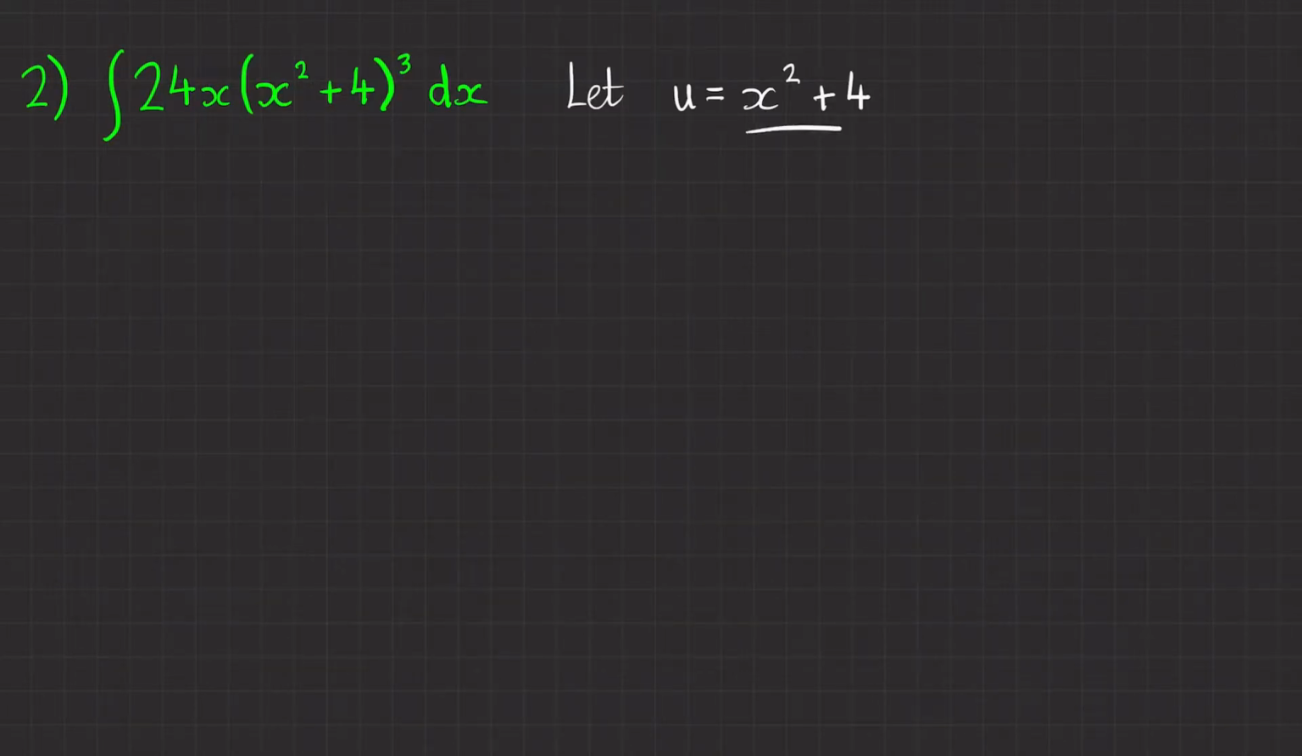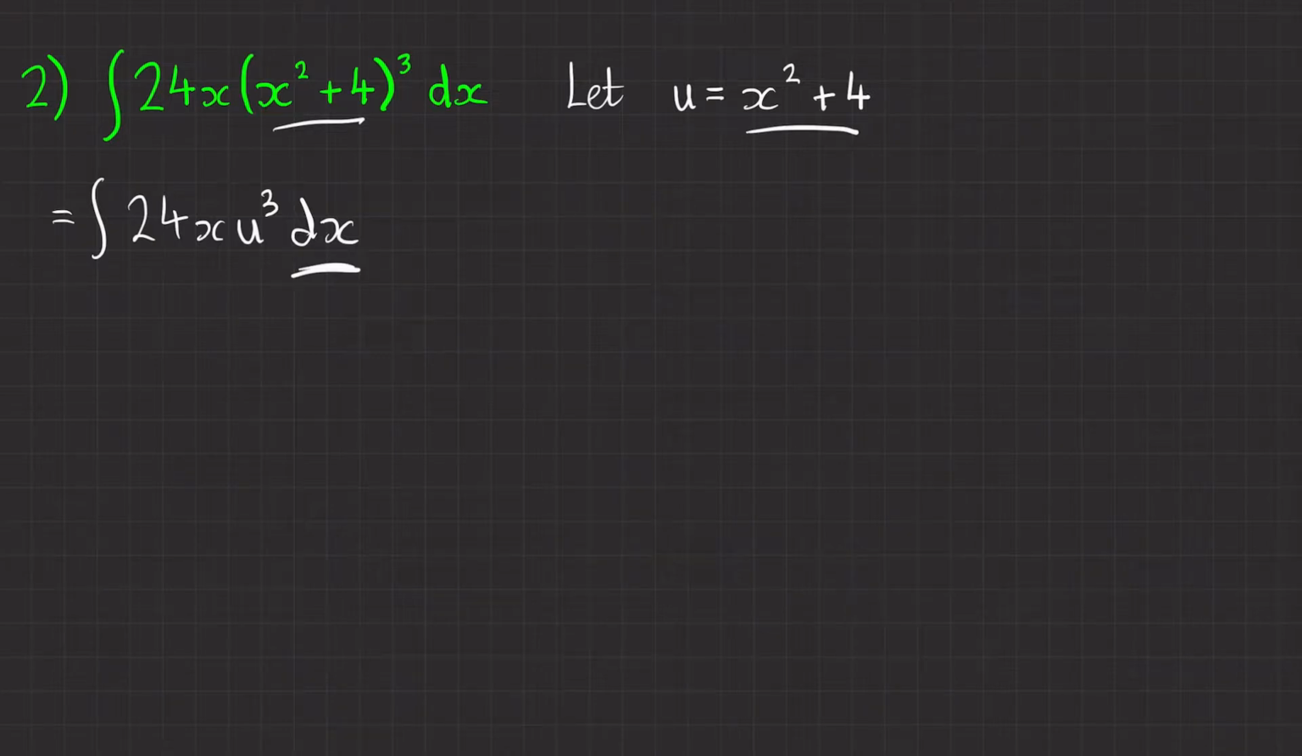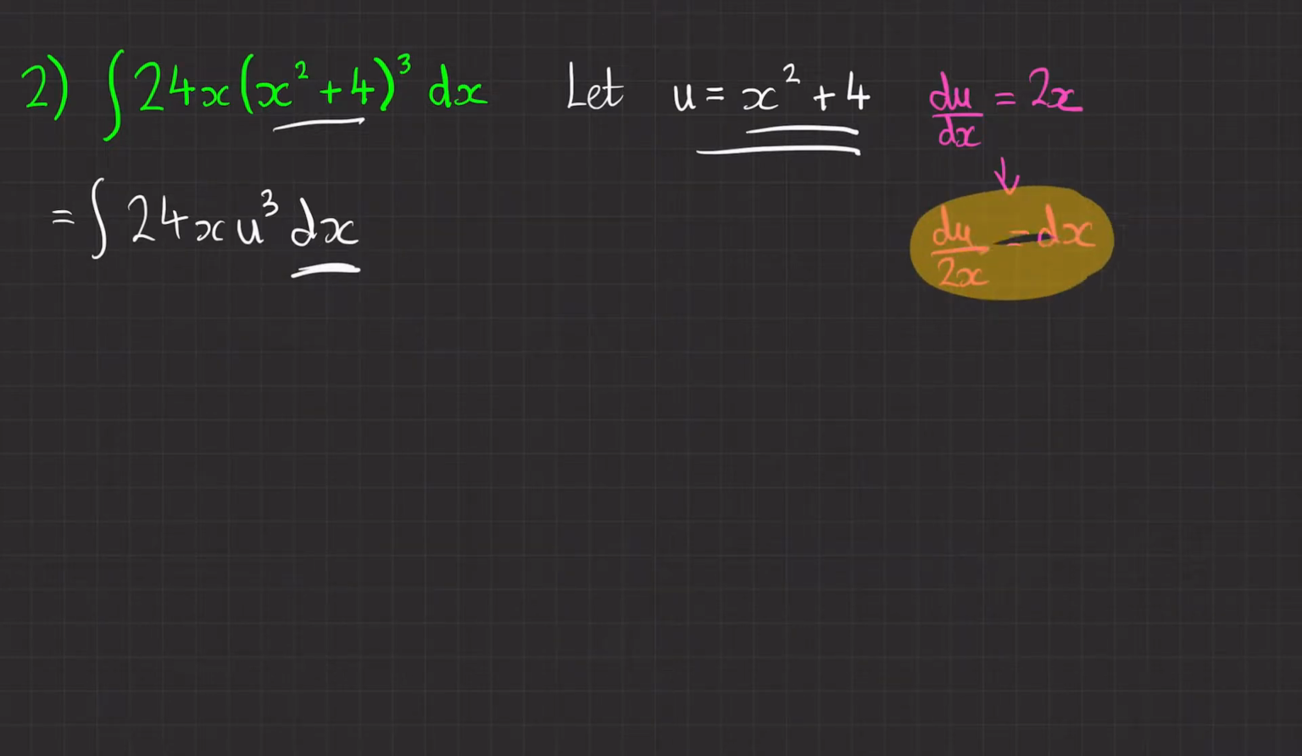Second question, well, our u value is x squared plus 4, so we'll have the integral of 24x u cubed dx. We need to replace our dx value now, so to do that we need to differentiate this first. So we'll have du by dx, which equals 2x. We can rearrange that, so it'll become du over 2x equals dx. We can substitute in this now into here. So we'll have integral of 24x u cubed times by 1 over 2x du.